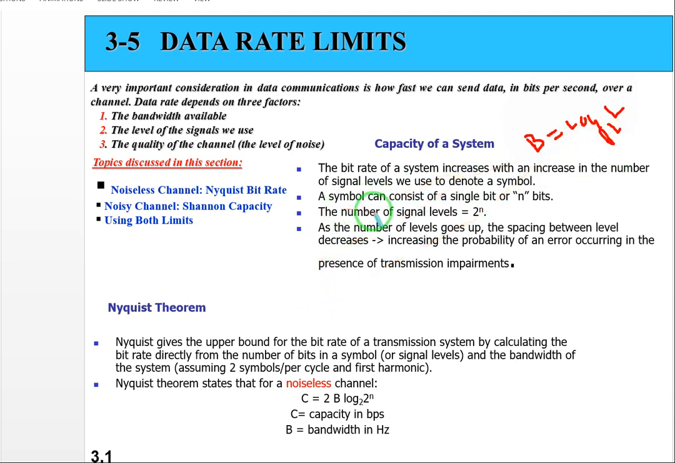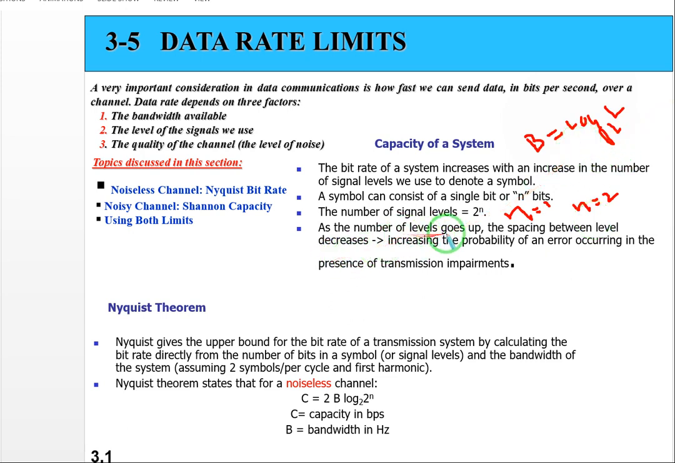The second is that a symbol can consist of a single bit or n bits. It can be one bit, it can be more than one bit. N bits means any number of bits you want. That determines the number of signal levels. How can you find the number of levels? 2 raised to power n, where n is your bits. If you have 1 bit, n is equal to 1, so 2 raised to power 1 is 2, which means you have 2 levels. If n is equal to 2, 2 raised to power 2 is 4, so you have 4 levels, and so on. It's a formula, just apply it. You can find out the levels, and this is the formula for finding the bits.